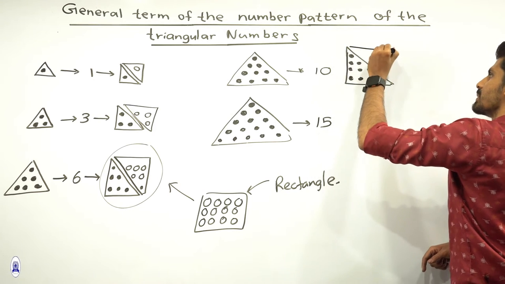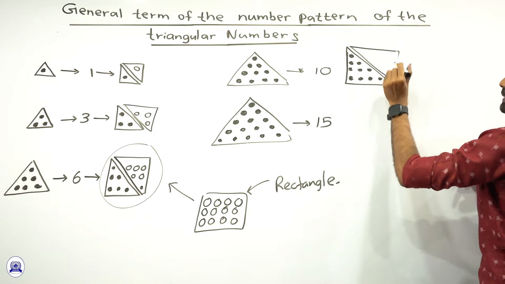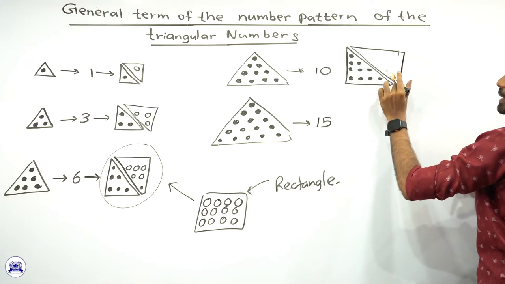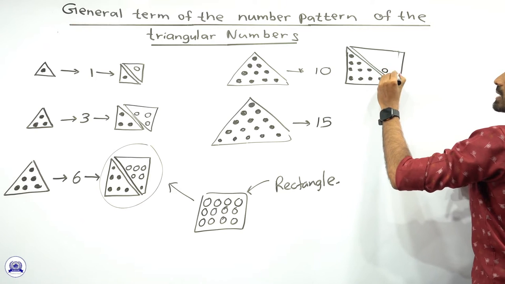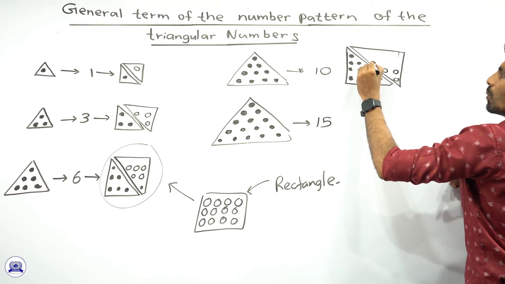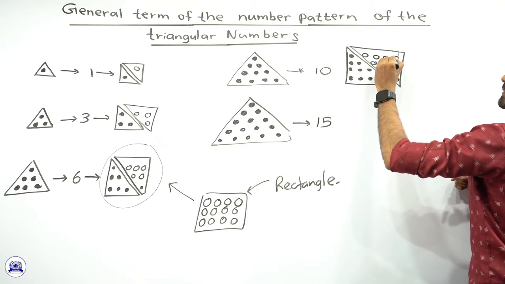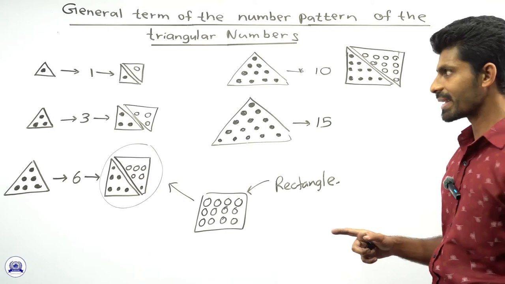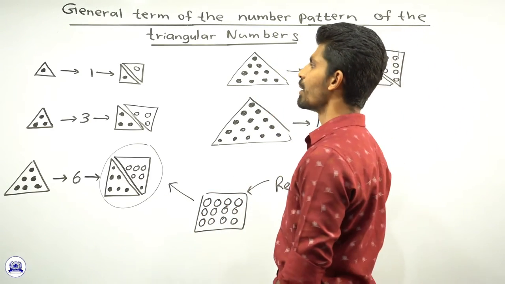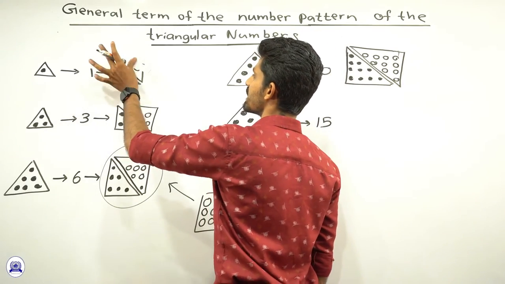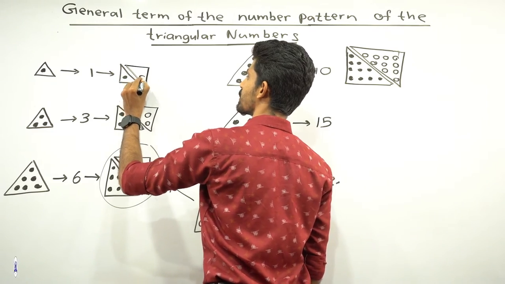Okay, then you need to convert that one into the other side. Look at this one. 1 and 1, 2, 1, 2, 3, 1, 2, 3, 4. Now we are very clear. So that means how many? This is the first one, right? This is the first one.